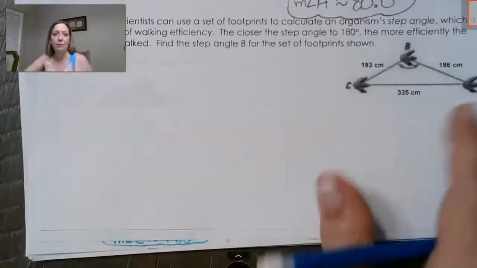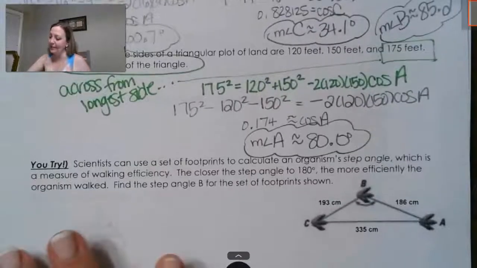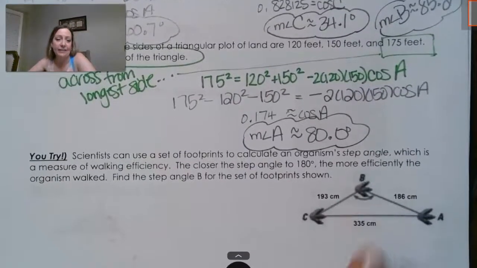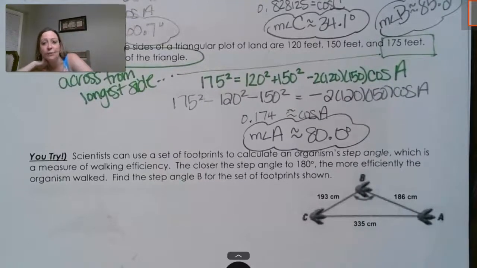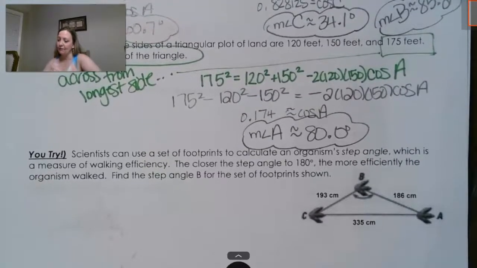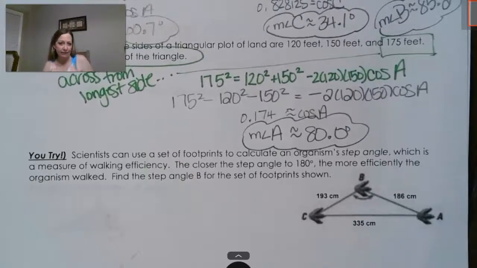Oh goodness, all right, so one more for you guys to try, okay? See if you guys can just use the law of cosines to find this specific angle. Scientists can use a set of footprints to calculate an organism's step angle, which is the measure of walking efficiency. The closer the step angle to 180 degrees, the more efficiently the organism walked. Find the step angle B for the set of footprints shown. So see if you can use that information to set up the question.